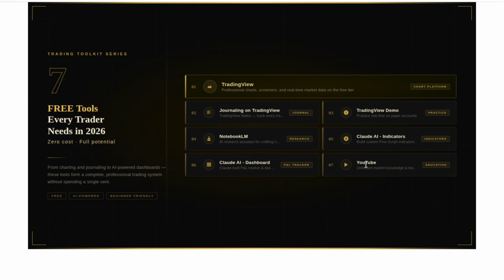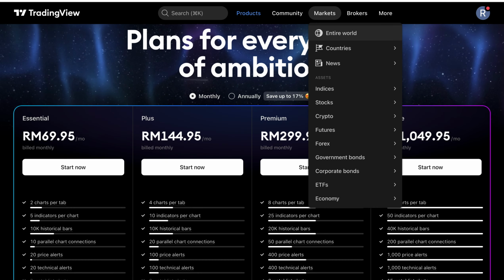Also, these are the 7 tools for charting, for journaling, for practicing, for research, for building indicators, for your P&L tracking, and for education. Now let's move on to Tradingview.